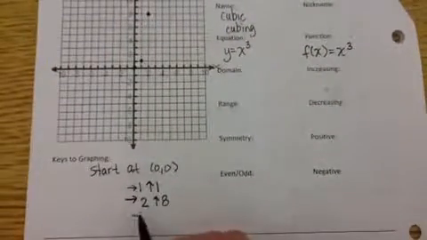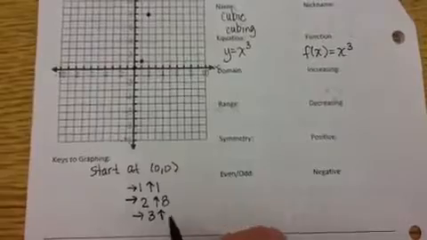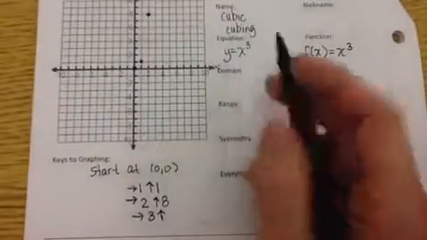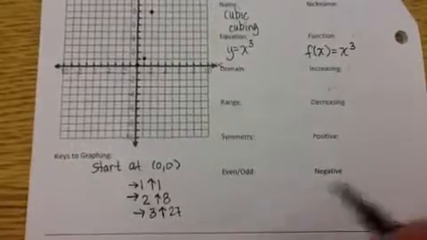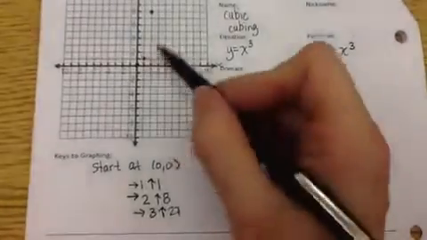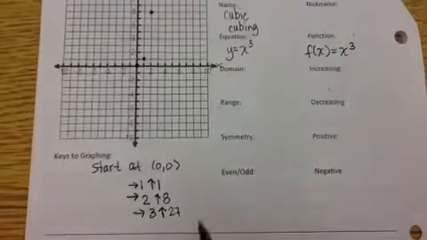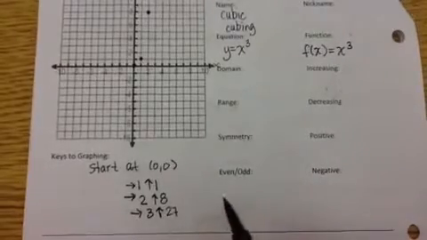Then my next value, if I went over 3, I'd end up going up 3 times 3 times 3, or 27. Now that won't fit on my graph, so I'm just going to leave it at the first 3 points. But let's look at what happens when I go left. It's a little different than a parabola.